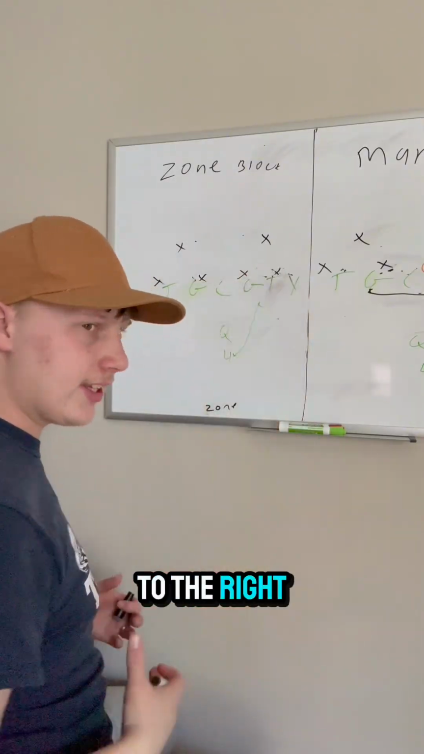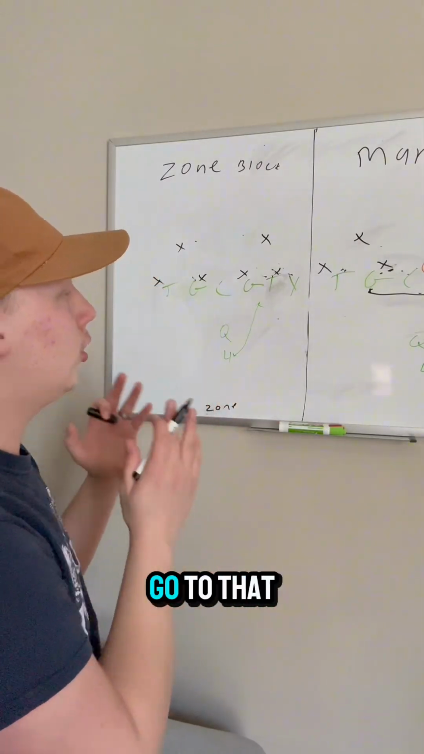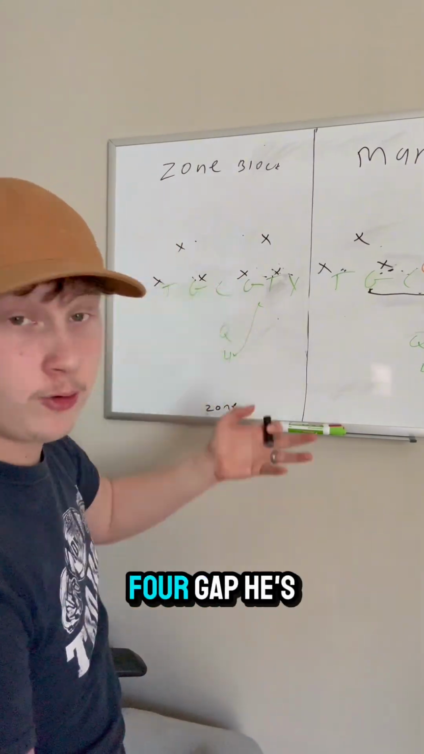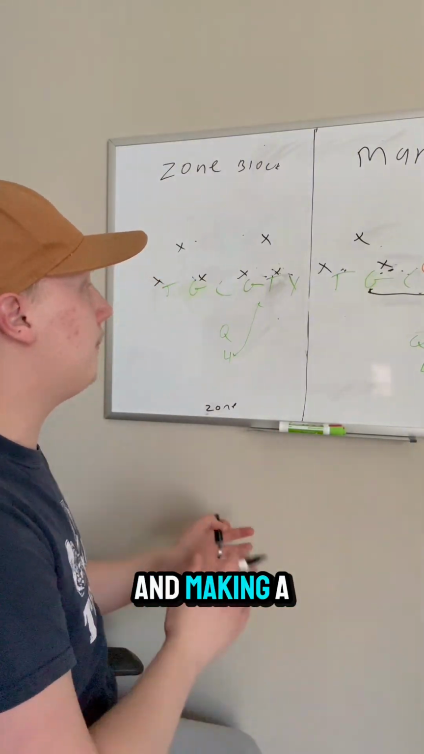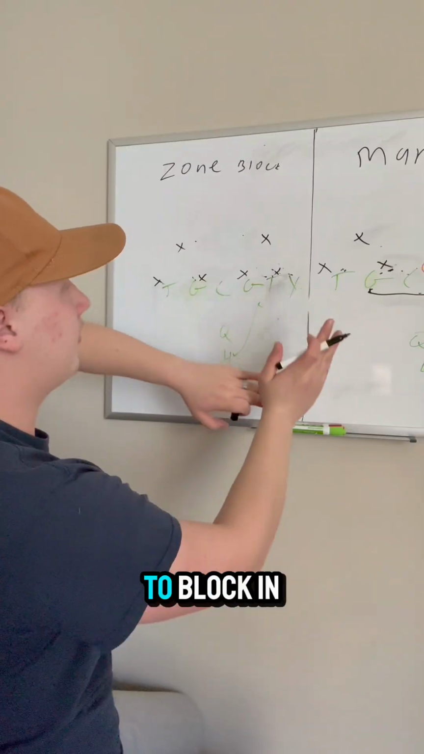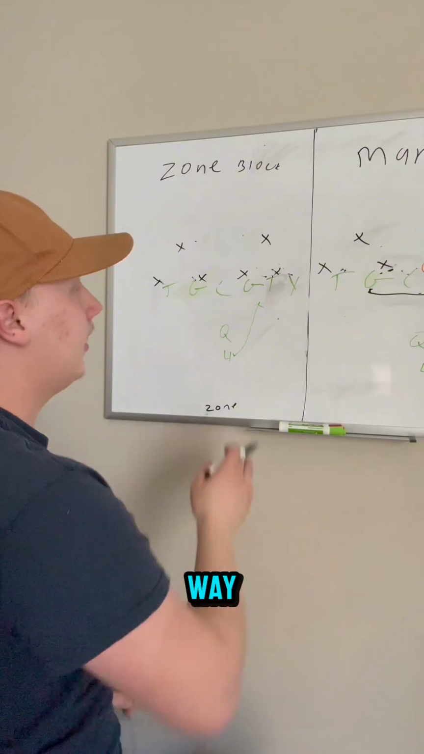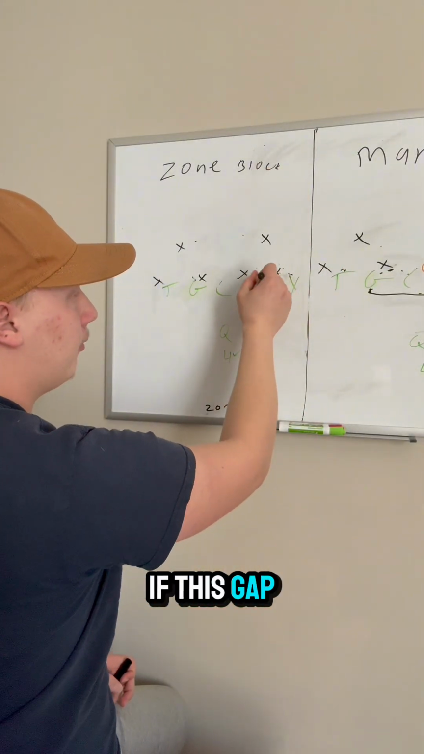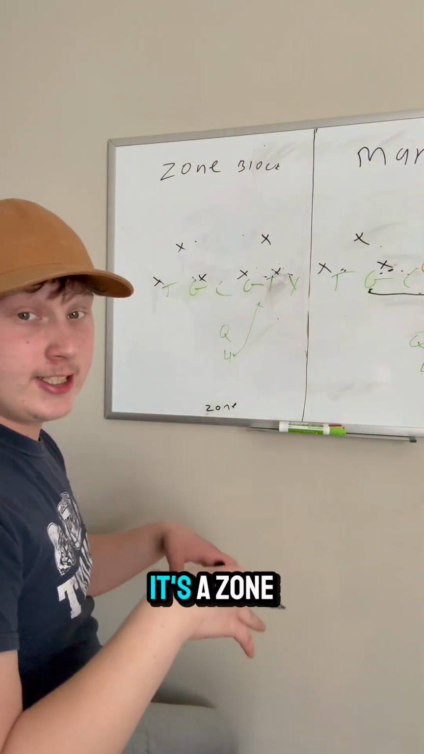But now everybody's still stepping together. So if he's coming to the right side, the thing about zone blocking is the running backs are taught go to that zone. They're not taught go to that gap. So like I said, go to the 4 gap. He's not really going to the gap. He's just going to that zone and making a read. These running backs are taught, okay, these guys have to block in and get everybody out of the way so they can go on the outside. But sometimes they're taught, okay, if the 4 gap is open, go that gap. If that's not open, like I said, it's a zone.